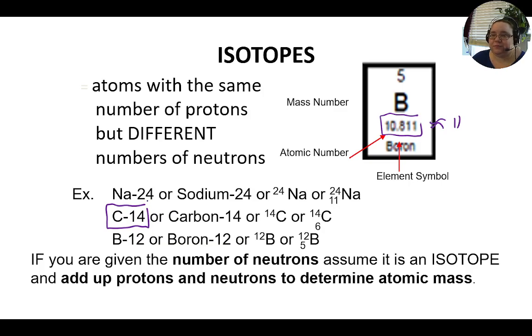Now, it is important to note that if I ever give you the number of neutrons in a problem, just assume it's an isotope. Assume it's an isotope until you add the protons and the neutrons together and see if that matches what's on the periodic table. If it does match, it's not an isotope, but if it doesn't match, then it is an isotope. So you're better off erring on the side of caution if I give you neutrons.